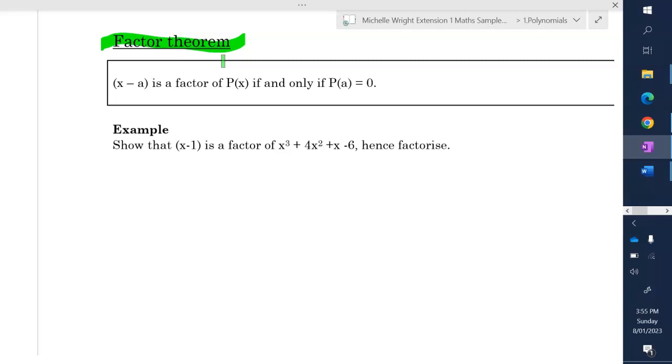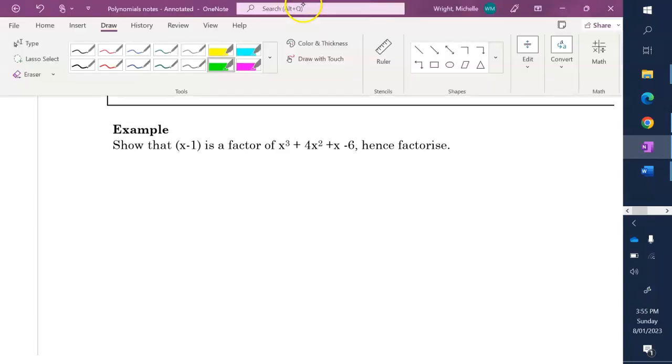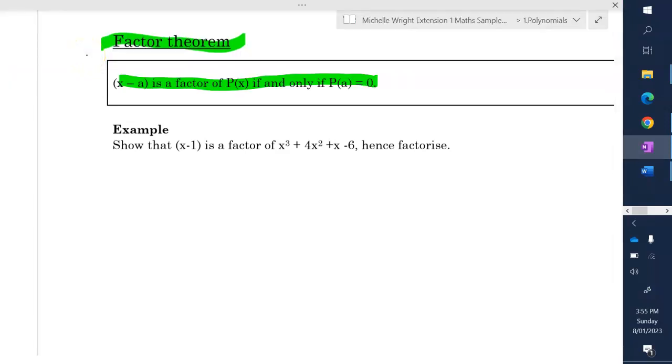If x minus a is a factor of a polynomial, it is that factor if and only if p of a is 0. So that basically means we have no remainder. I'm going to jot that down in there, and I want you to pop that in there. So this means there is no remainder. That means it factorizes perfectly in. There's no terms left over.